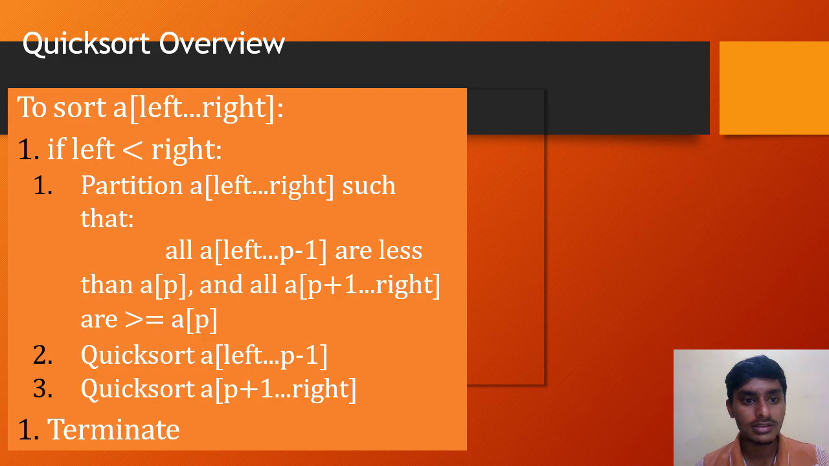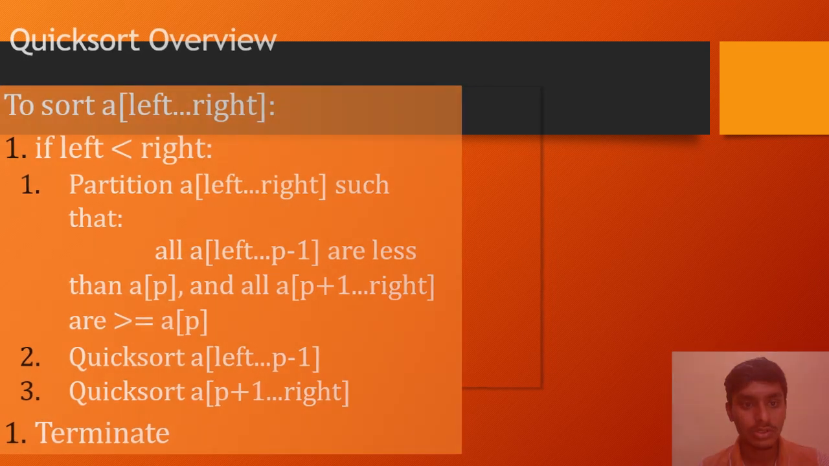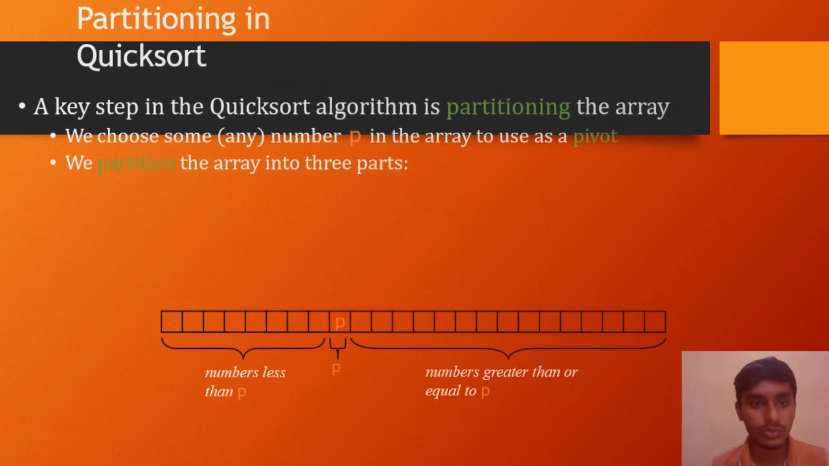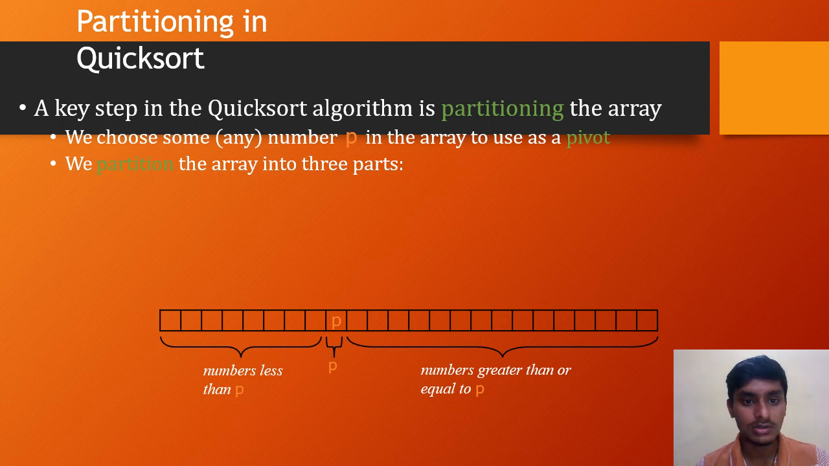And then next is the partition in quicksort. A key step in the quicksort algorithm is to partition the array. We choose any number p in the array to use as the pivot. We partition the array into 3 parts: numbers less than p, numbers greater than p, and numbers equal to p.